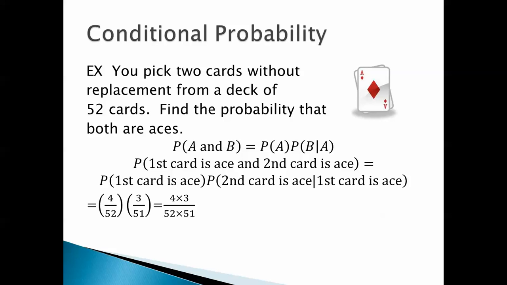Multiply these fractions together, 4 times 3 over 52 times 51, and that's 12 out of 2652, which is about 0.0045. So it's roughly 1 in 200. There's a 1 in 200 chance that both are aces, roughly.